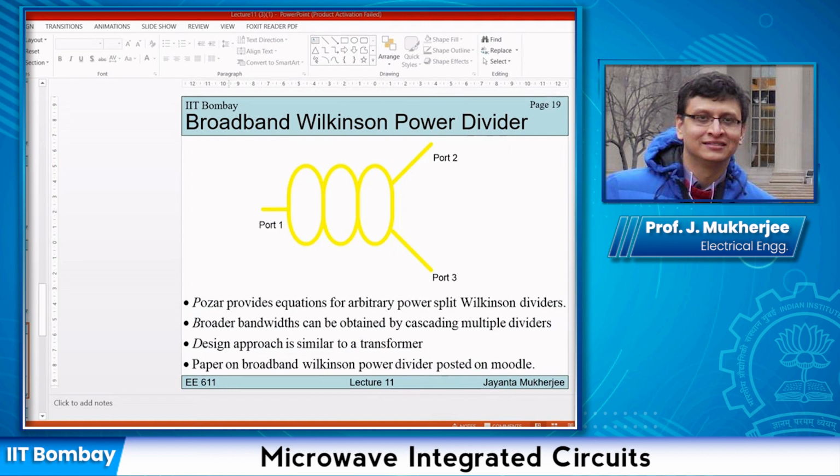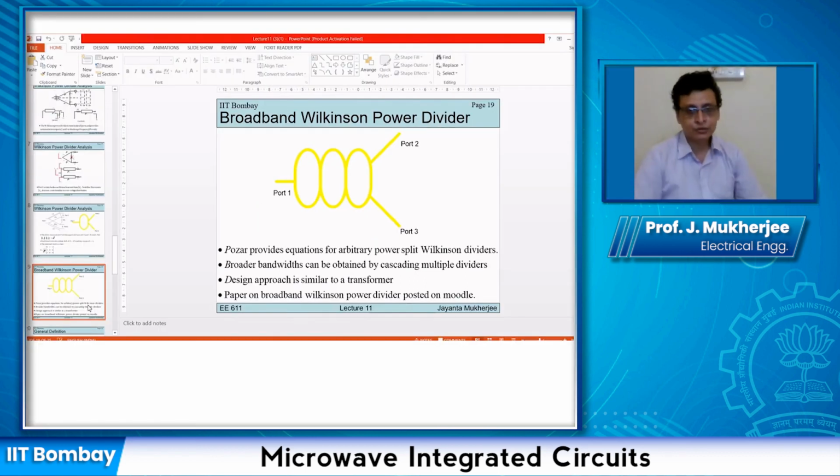So with that, we come to the end of lecture 12. In the next lecture, that is lecture 13, we'll be starting with couplers, which are 4-port microwave devices. Thank you.